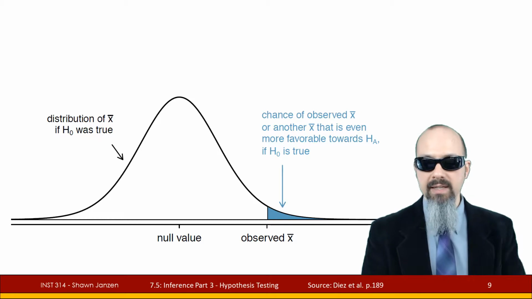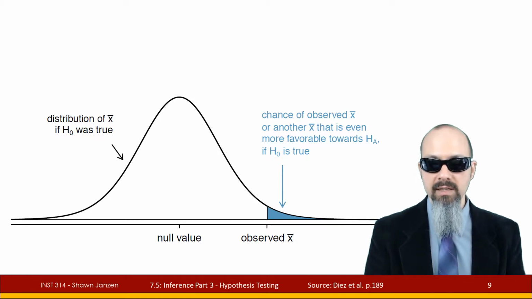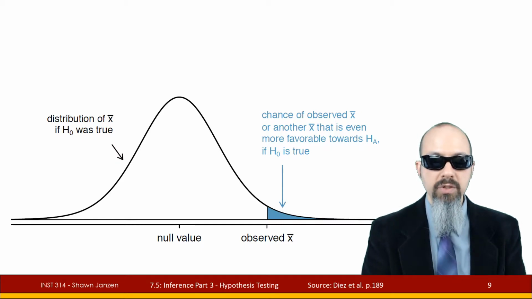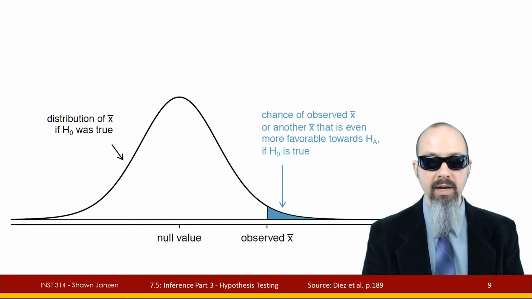So let's see this a little bit more visually. Here is the shape of a null distribution that we assume is true. I have a blue shaded area in the upper right hand tail that shows the chance of a value occurring. It gives us a critical region.